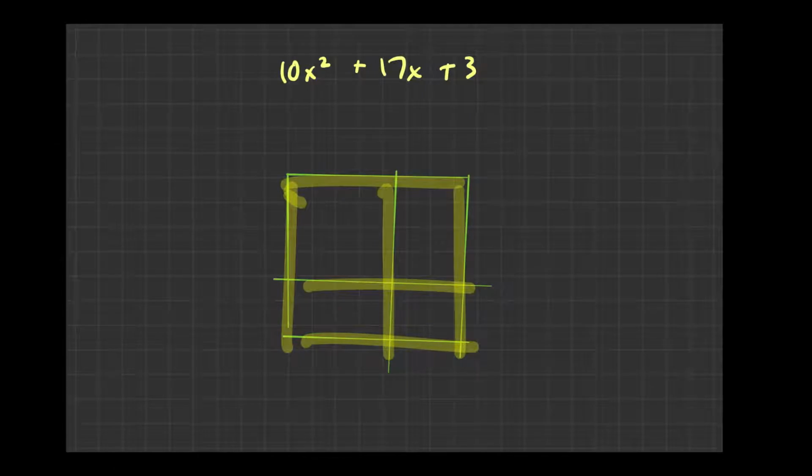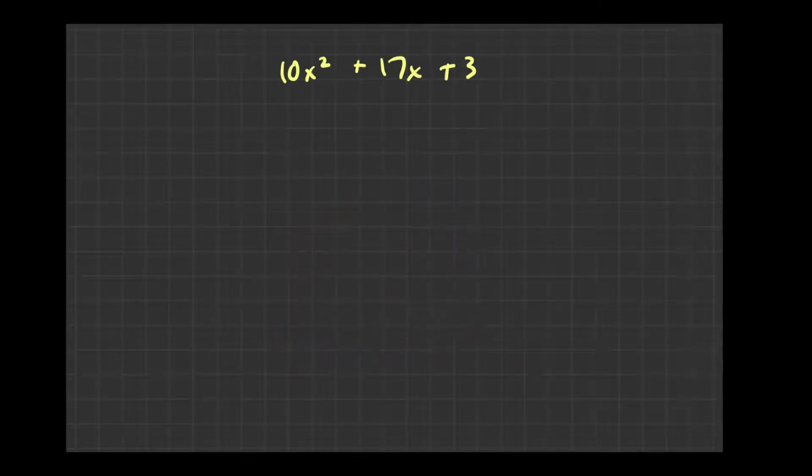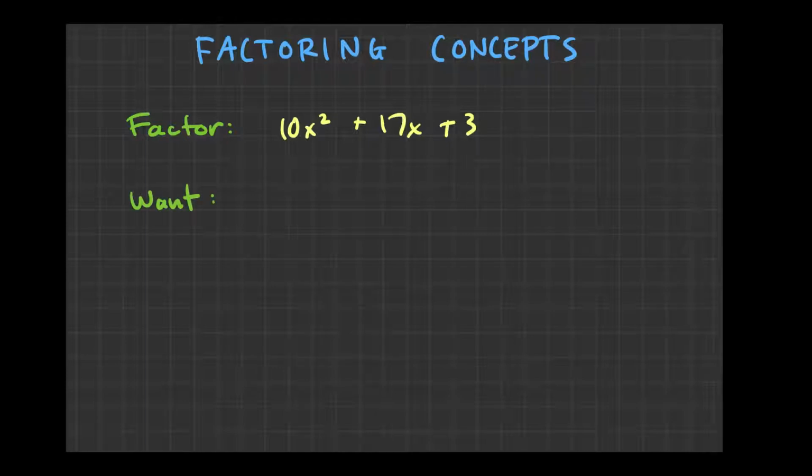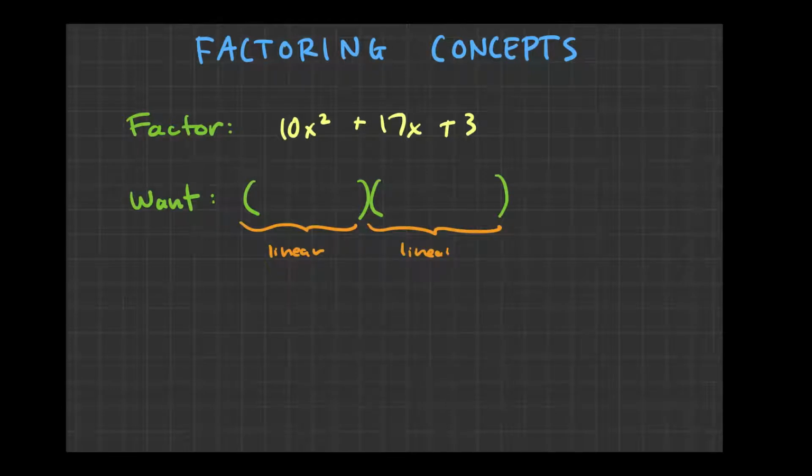Let's try factoring this number here. I'm going to turn this into a question. What we want is two linear factors. This is going to be a linear factor. Let me change colors here. Linear factors. And this is going to be another linear factor.